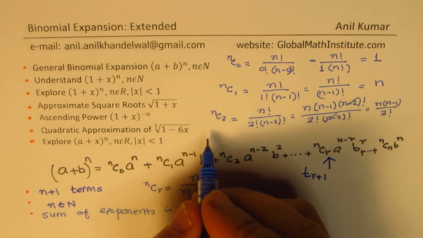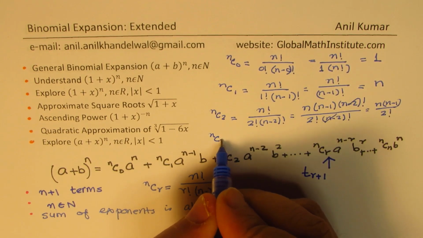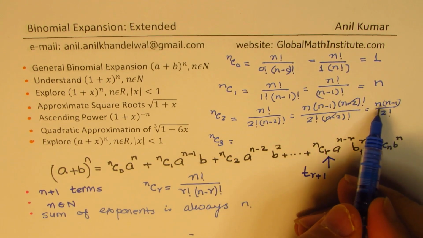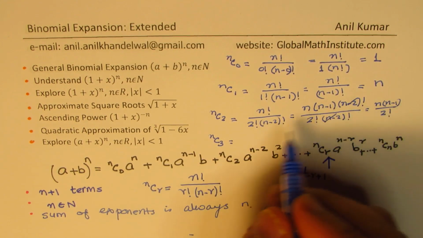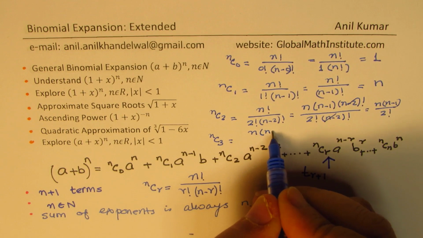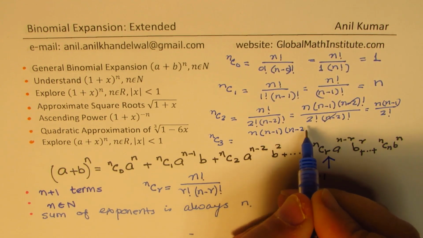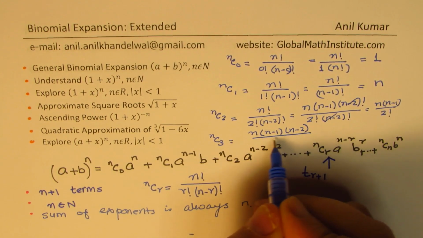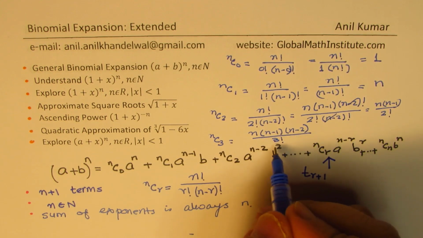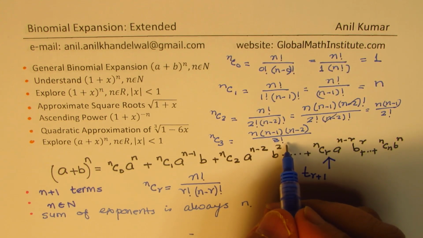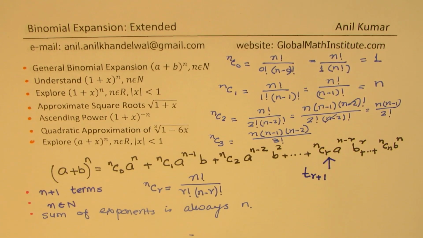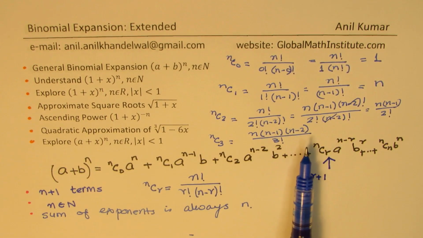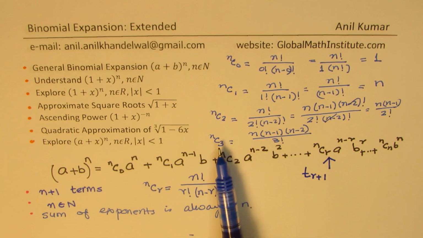So if you continue with this, then nC3 will be what? We have two terms when nC2 is there. In nC3 there will be 3 terms. We'll get n times (n minus 1) times (n minus 2) divided by 3 factorial. So that is how in general you can easily write down the binomial coefficients. Perfect. So that becomes a shortcut method of writing any binomial coefficient.